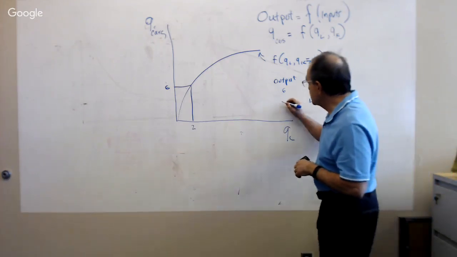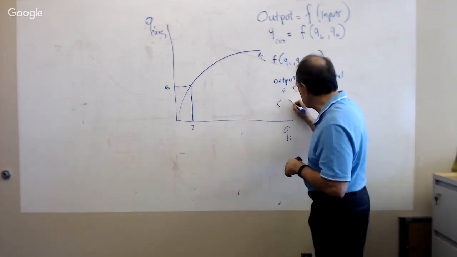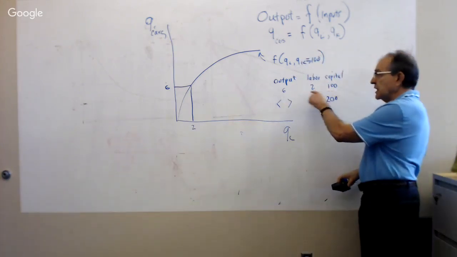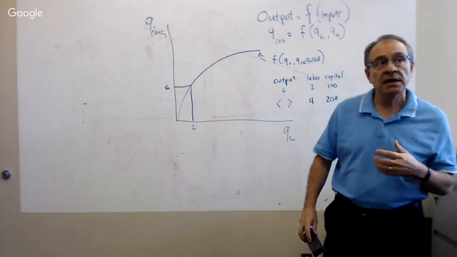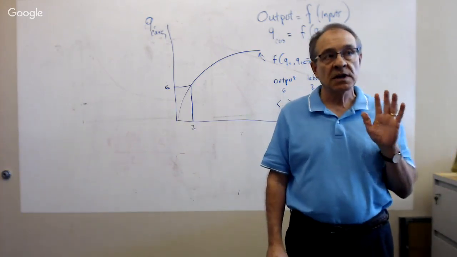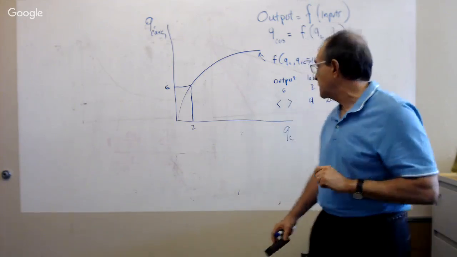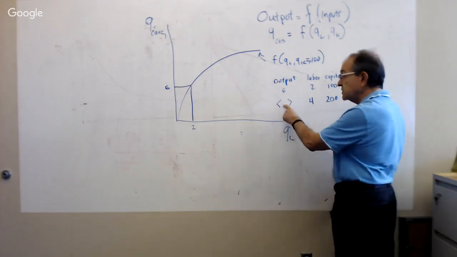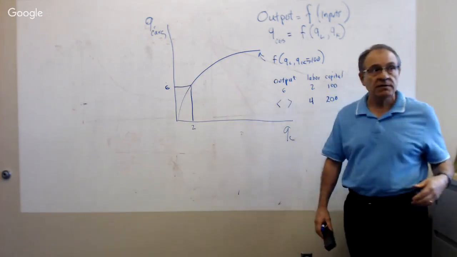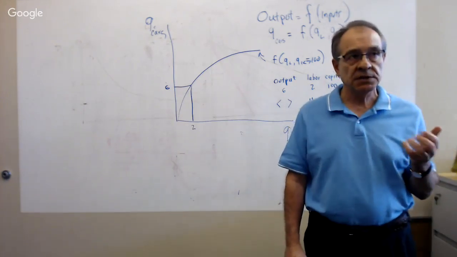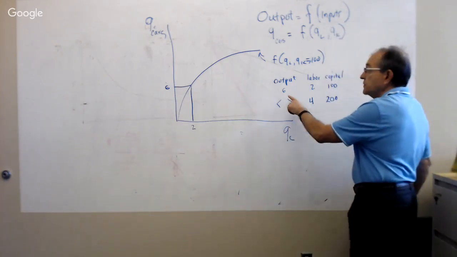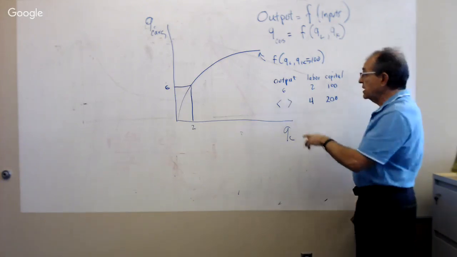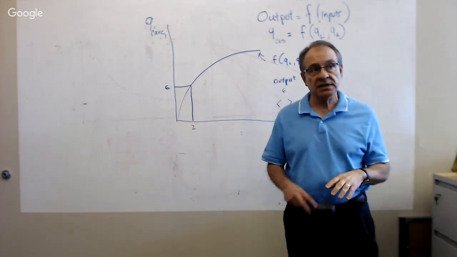Actually, the benchmark here is this: if the inputs double and the output doubles to 12, then I know that my technology is what is called constant returns to scale technology. If this goes to 14 or anything above 12, then I have increasing returns to scale technology. If this doesn't double, suppose it goes up to 10, then that means I have decreasing returns to scale technology.